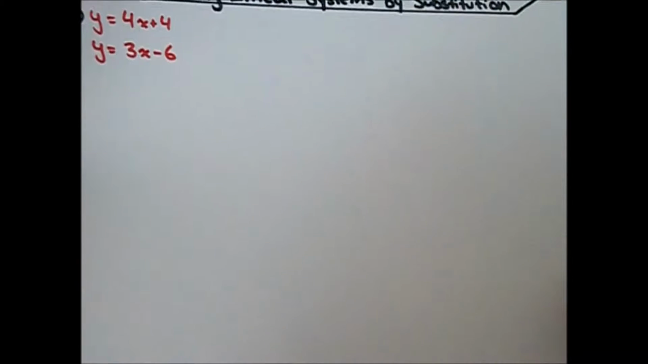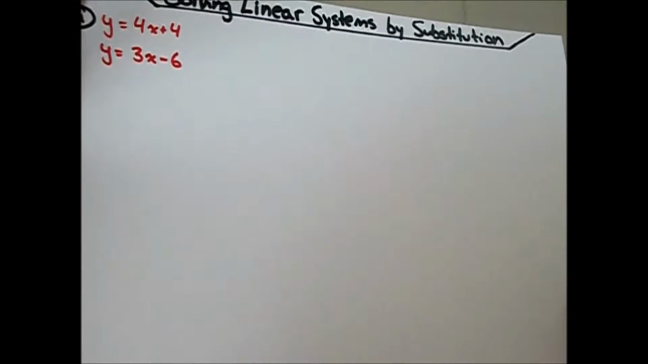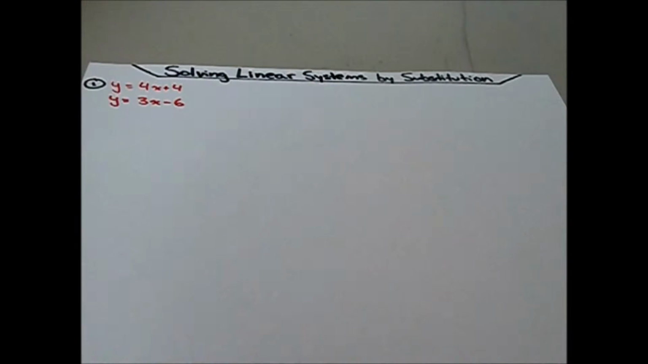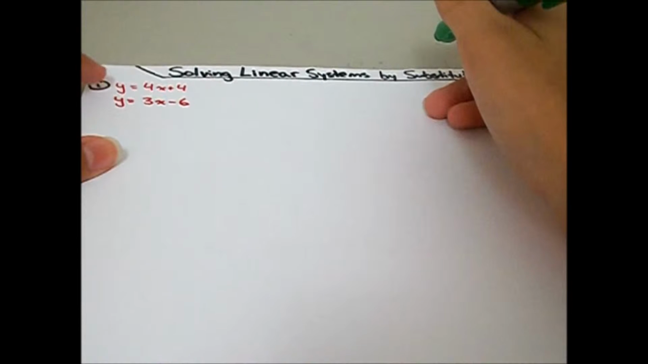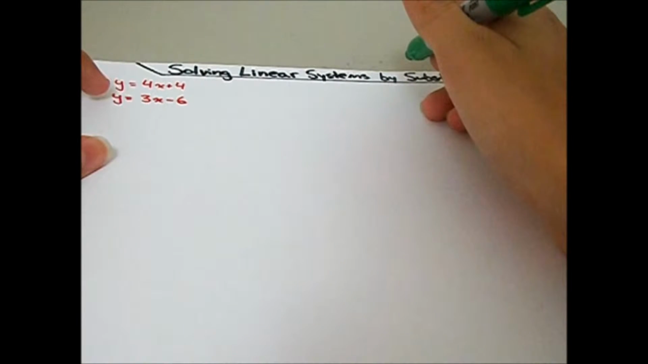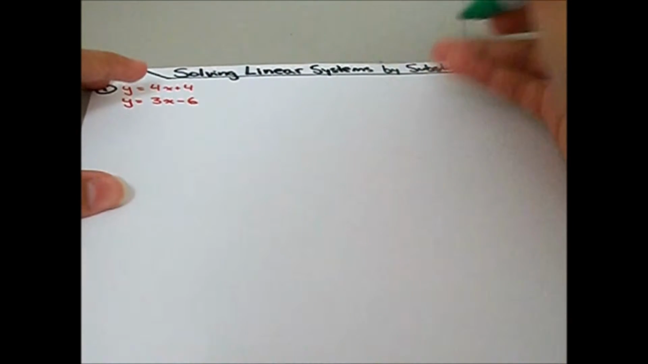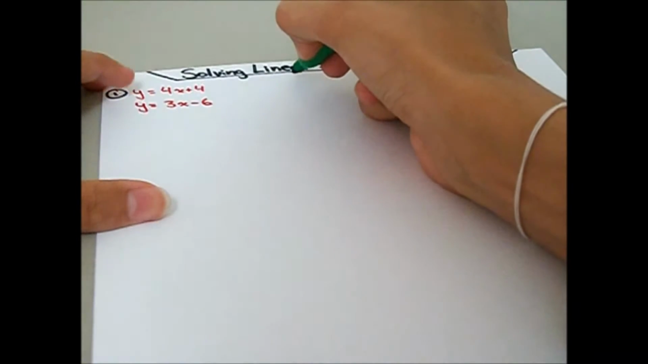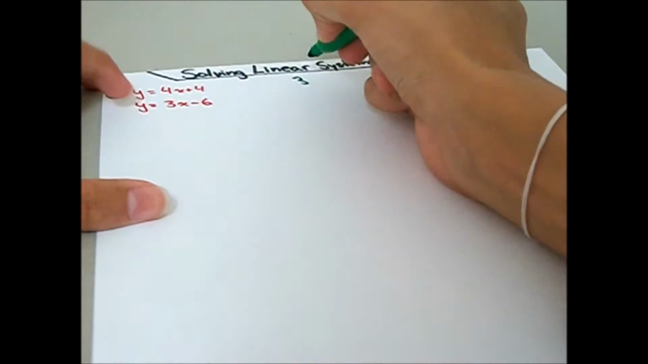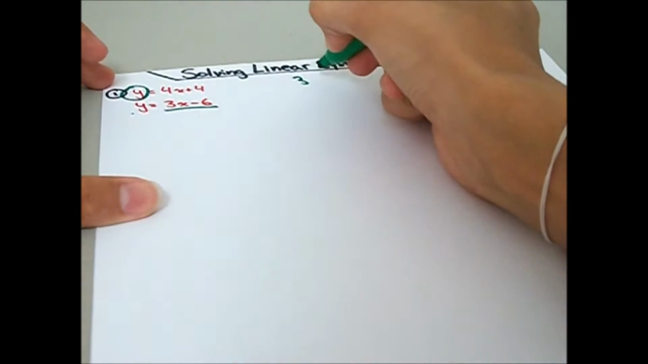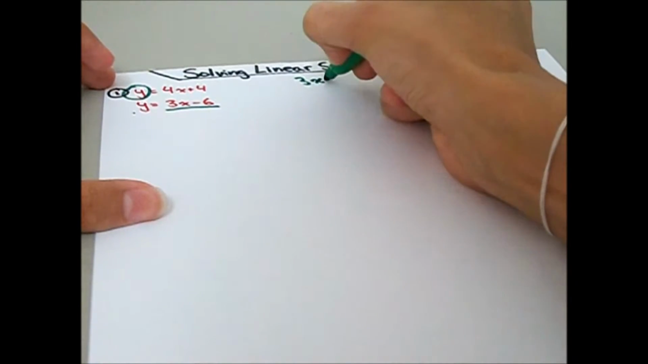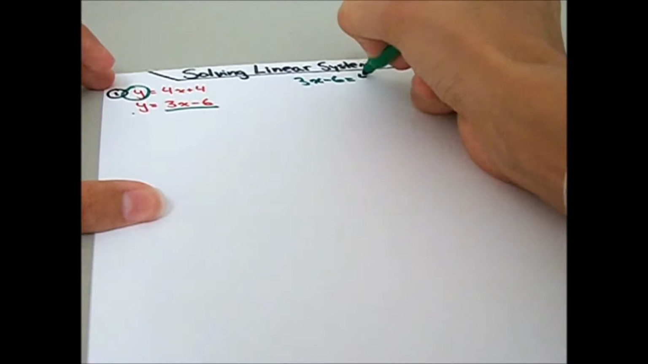So when you have two basic linear equations such as shown here, y equals 4x plus 4 and y equals 3x minus 6, you are to substitute one equation into the other. So we know that y equals 4x plus 4 and y also equals 3x minus 6. So we can just substitute the y of this over here. So 3x minus 6 is equal to 4x plus 4.